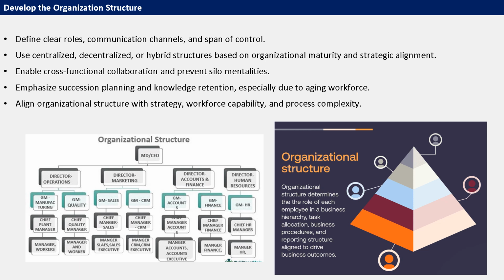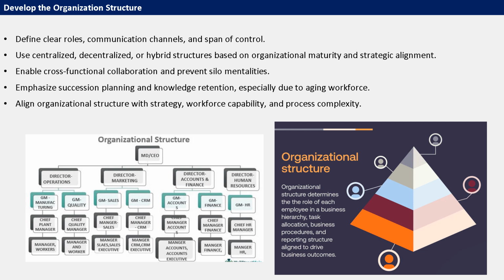Determine span of control. Ensure each manager or supervisor oversees a manageable number of direct reports. A balanced span of control improves supervision quality, decision-making, and team performance. Choose the right structure type. Select from centralized structures for tighter control and consistency, decentralized structures for autonomy and responsiveness at site levels, or hybrid models that combine central oversight with localized decision-making. The choice depends on the organization's maturity level, business strategy, and geographic or process complexity.